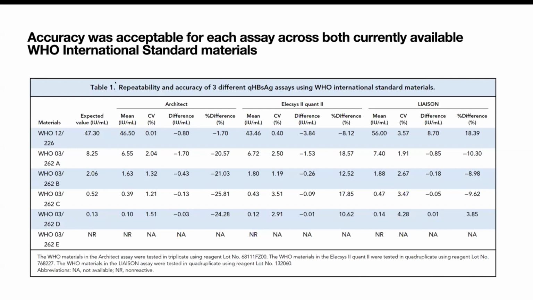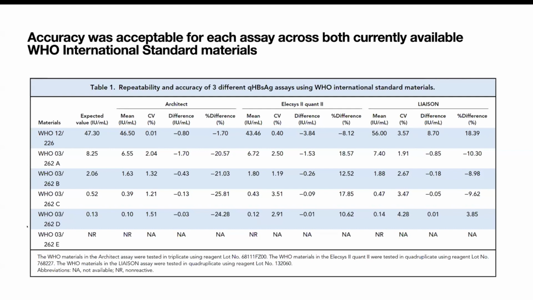All right, so the first thing we looked at was just accuracy across different WHO international standards. The third international standard came out, I think, in 2014, which is the current standard. It's this 12/226. And after you recalibrate the Liaison, well, the Architect and the Elecsys both worked pretty well against this value. You see very similar values, 47.3 to 46.5, 43.4 to 47. Liaison's a little bit higher at 56, but these work pretty well.